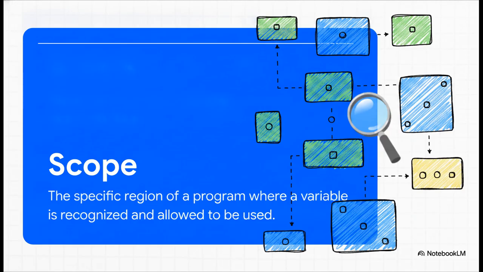The strict definition here is the specific region of a program where a variable is recognized and allowed to be used. In Python, variables aren't just universally known by everybody. They have specific neighborhoods they belong to. Let's look at exactly how that plays out.